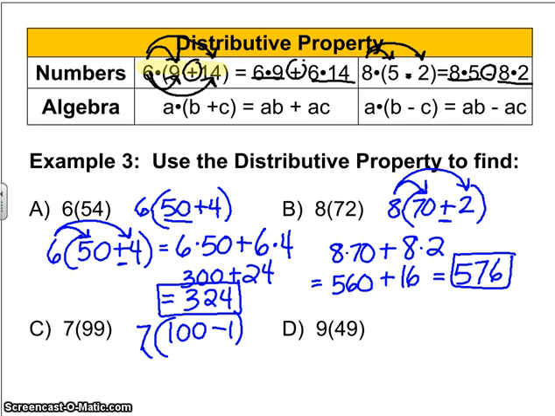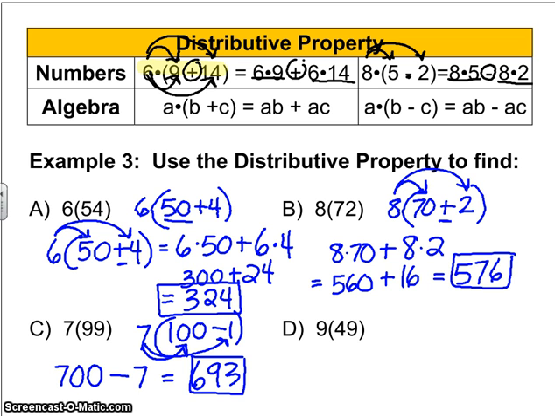So I'm going to distribute that outside 7. 7 times 100 is 700 minus, this time, look at that operation in the parentheses, I'm going to subtract this time, and I'm going to distribute that 7 again. 7 times 1 is 7. And 700 minus 7 is 693.